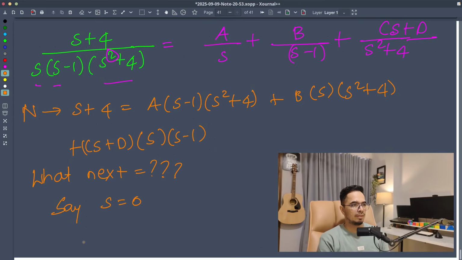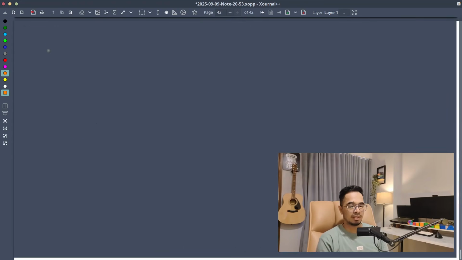Say assume s is 0. So if s is 0, b into s becomes 0, s plus d into s becomes 0, a into s minus 1, so 0 into minus 1, that stays. So only a stays, and when I equate everything, a comes out to be minus 1. The similar exercise I carry out with the other variables.